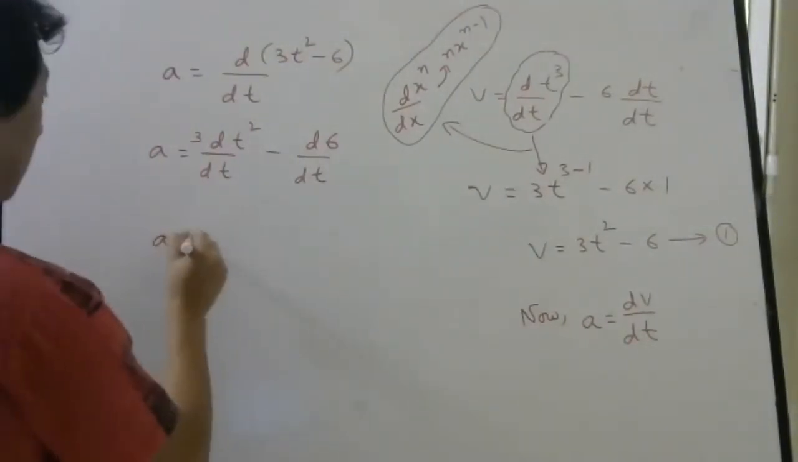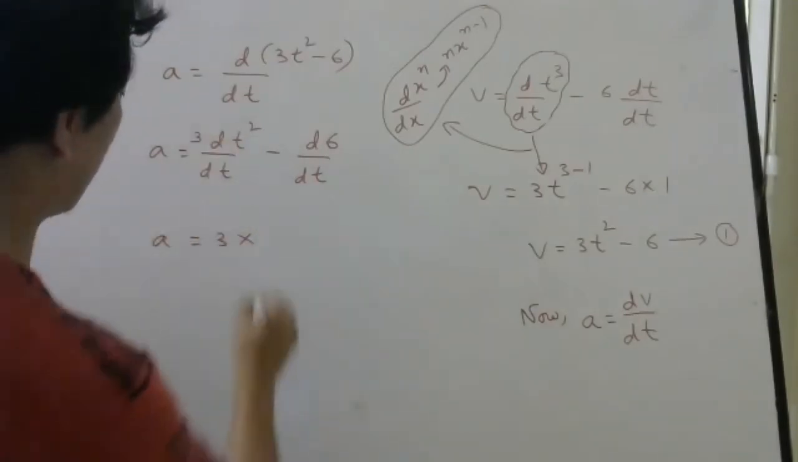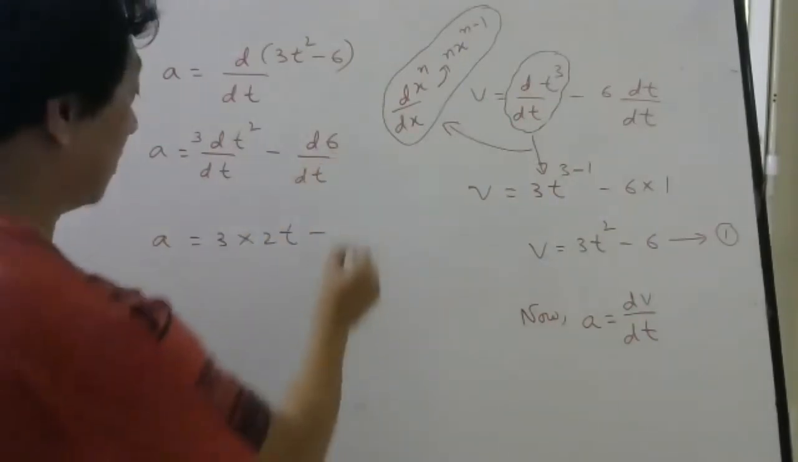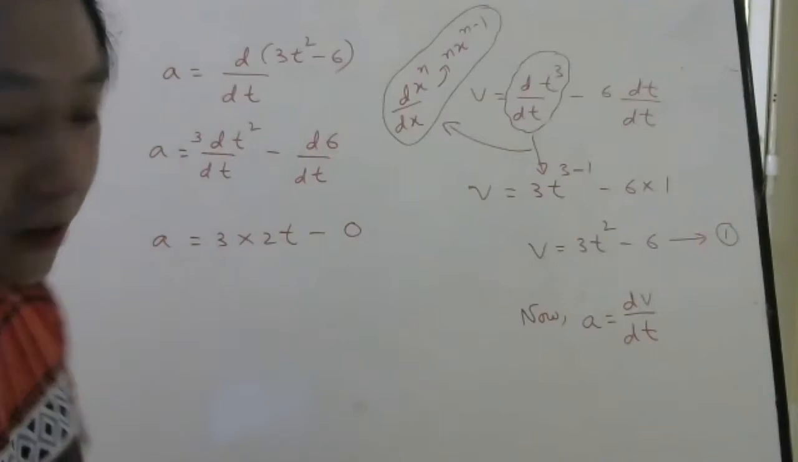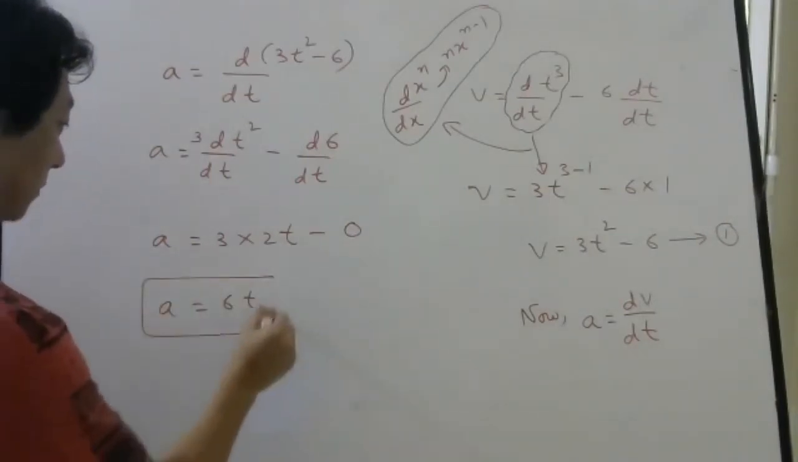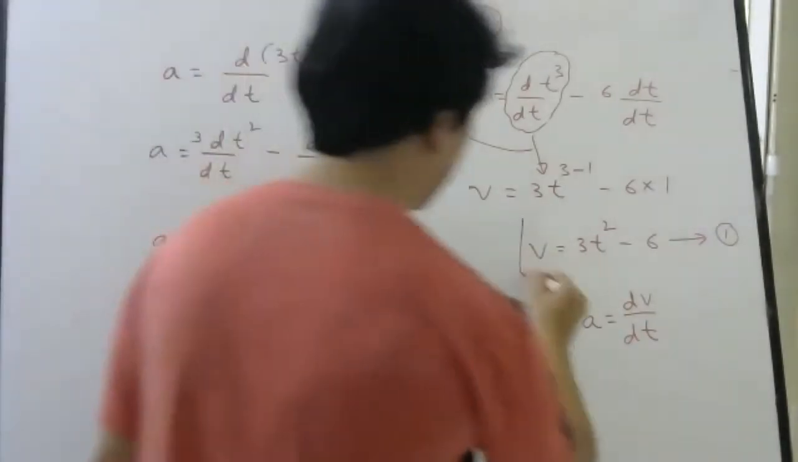What will this give you? 3 into differentiation of t square is 2t. Differentiation of 6 will be what? 0, because 6 is a constant. So acceleration is 6t. This is your equation 2. This is your equation 1.